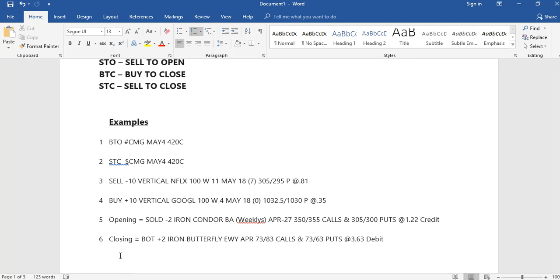The next one is a closing trade. So they're closing. BOT is an abbreviation you'll see for bought sometimes in a lot of trading platforms. So all BOT means is a buy. So again, they could have used the BTC abbreviation up above, buy to close, but they spelled out closing, bought, 2 contracts, has a plus sign because it's a buy. The strategy was an iron butterfly on the ticker symbol EWI.